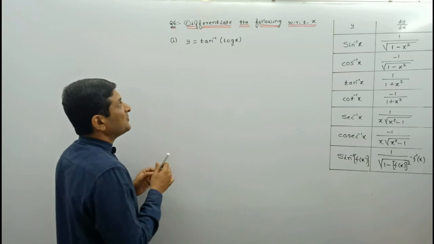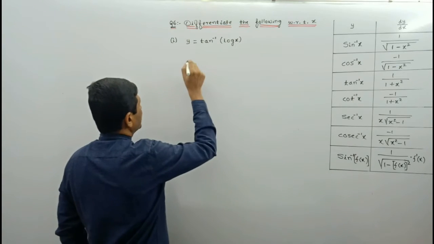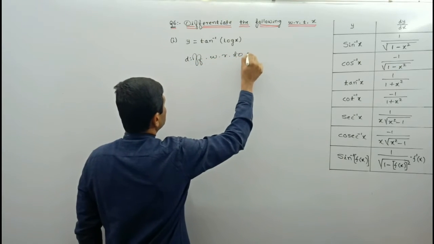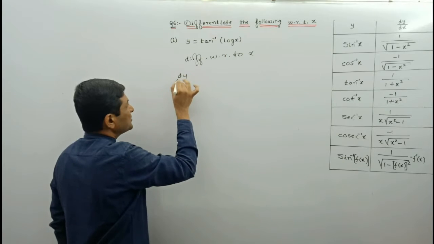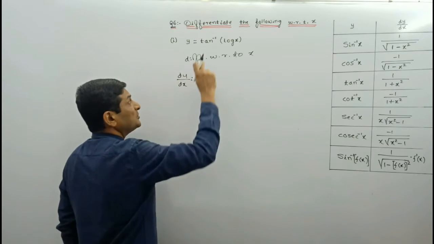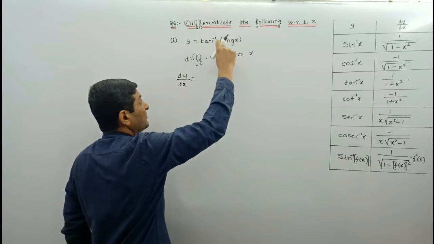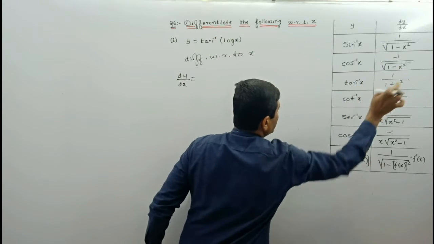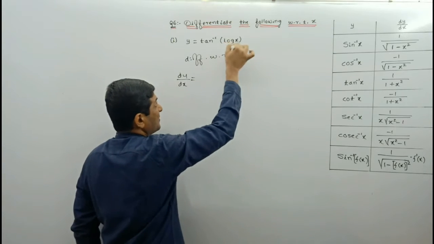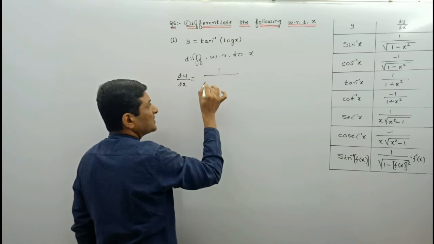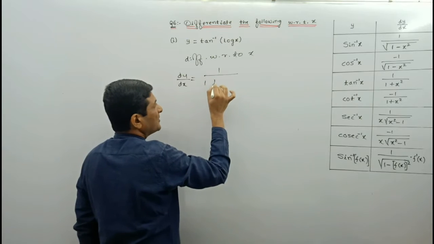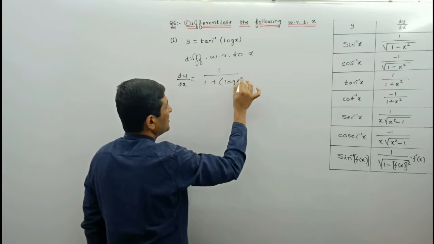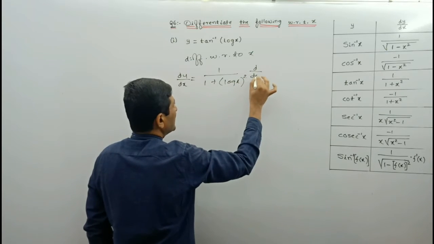Here the function is in the form of tan inverse of f of x. So let us differentiate it with respect to x, applying our standard formulas. The derivative of y is denoted by dy by dx. Now this function is in the form of tan inverse of f of x, meaning x is replaced by f of x. So on this side also replace x by f of x, where the value of f of x is log x. So what result will we get here? 1 upon 1 plus f of x square. Here x means log x, so log x whole bracket square, into the derivative of f of x.